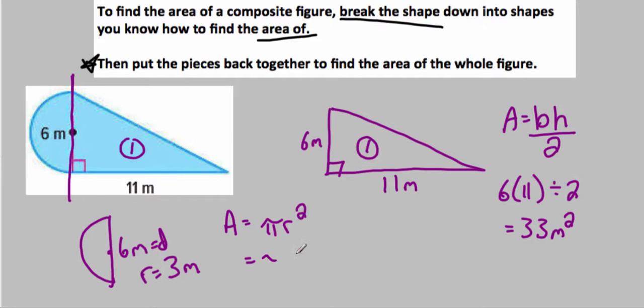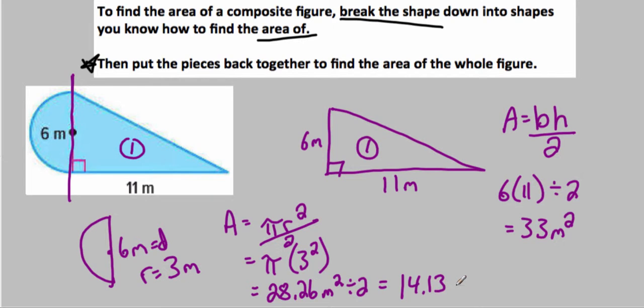So I plug that in. Pi, or 3.14, times 3 squared, my radius squared. That one I'll type into my calculator and get 28.26 meters squared, but that's for the whole circle. I only want half of the circle, so remember to divide by 2, or some of you may have already divided by 2 up here. We divide by 2, and just the half circle is going to be 14.13 meters squared.